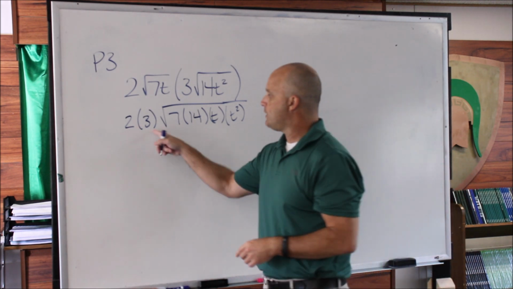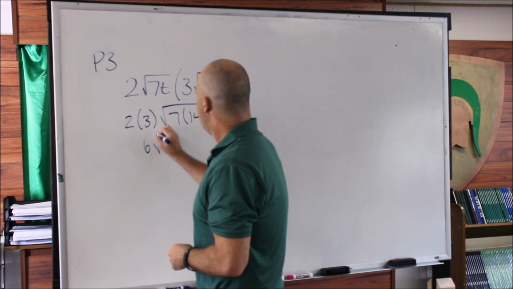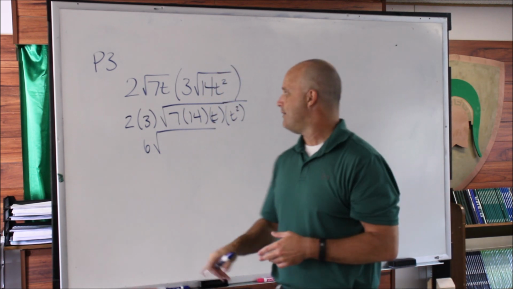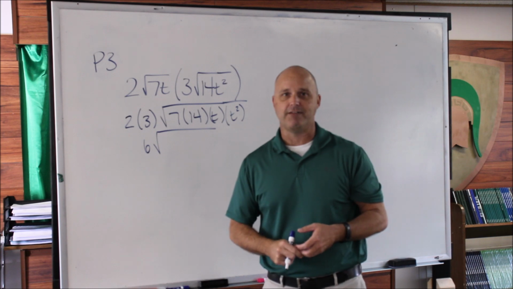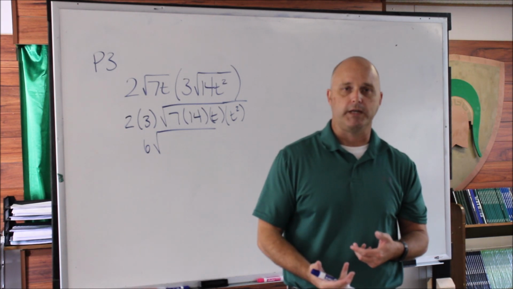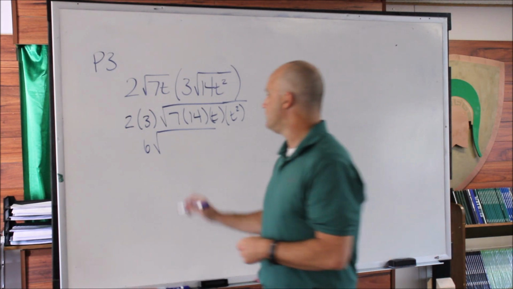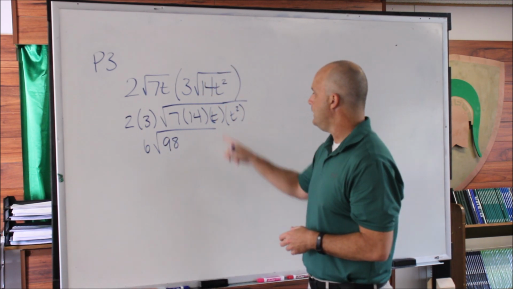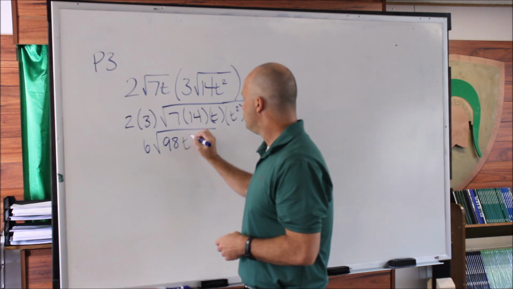So I've got 2 times 3 is 6, and then the square root of 7 times 14. So 7 times 14, 7 times 10 is 70, 7 times 4 is 28, so 70 plus 28 gives us 98. So we get 6 times the square root of 98, t cubed.